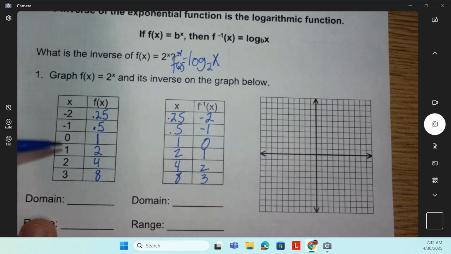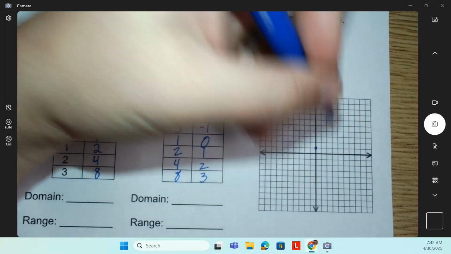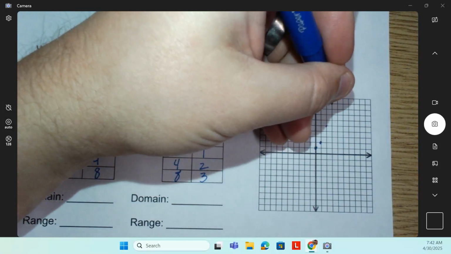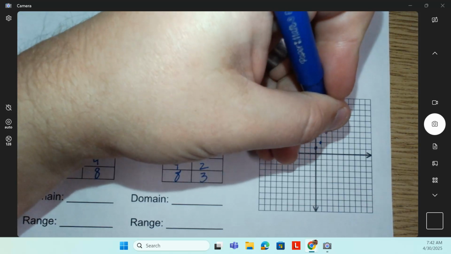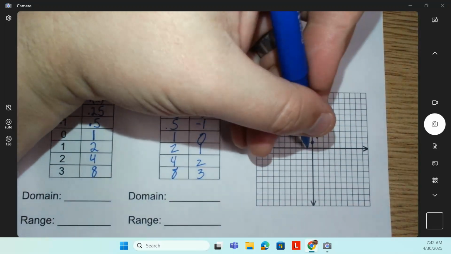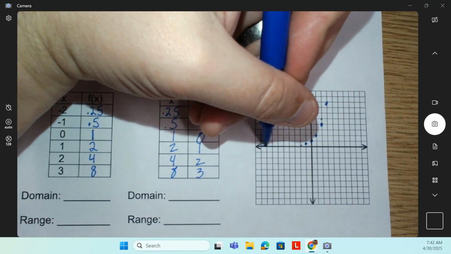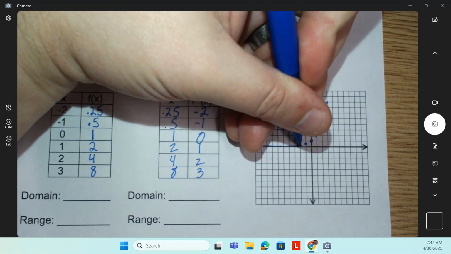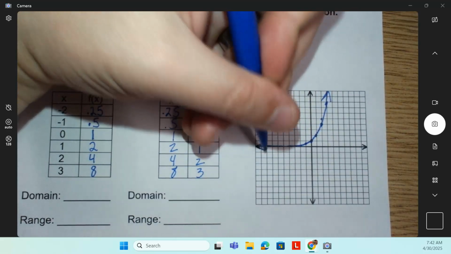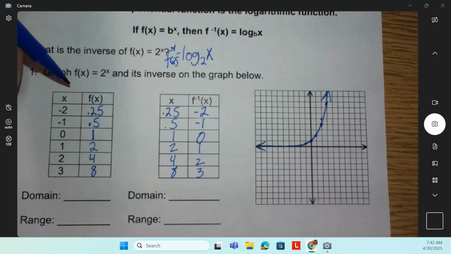So I start out normally on the 0, so 0, 1, 1, 2, 2, 4, and 3, 8. And then we'd go down to a half and a fourth. Really all that's doing is just putting this down to where you more or less ride that line on this here. So there is our 2 to the x function.